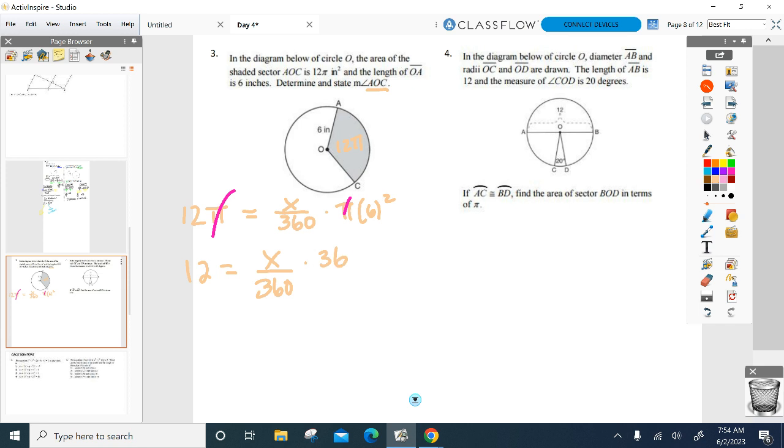What are you going to do from here? The geometry's over. We can multiply by 360 or divide by 36. Your call. You're going to have to do either one eventually. So go ahead, finish it off. You can multiply both sides by 360 or divide by 36. Make sure you do the other one last.